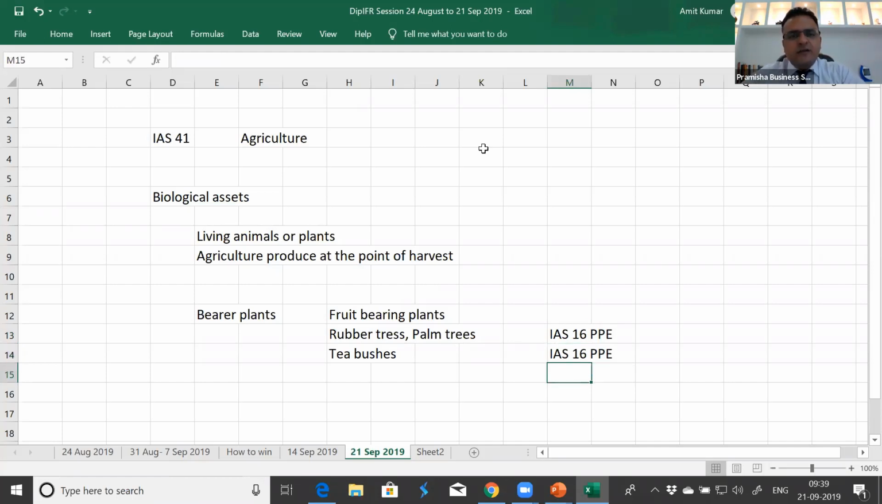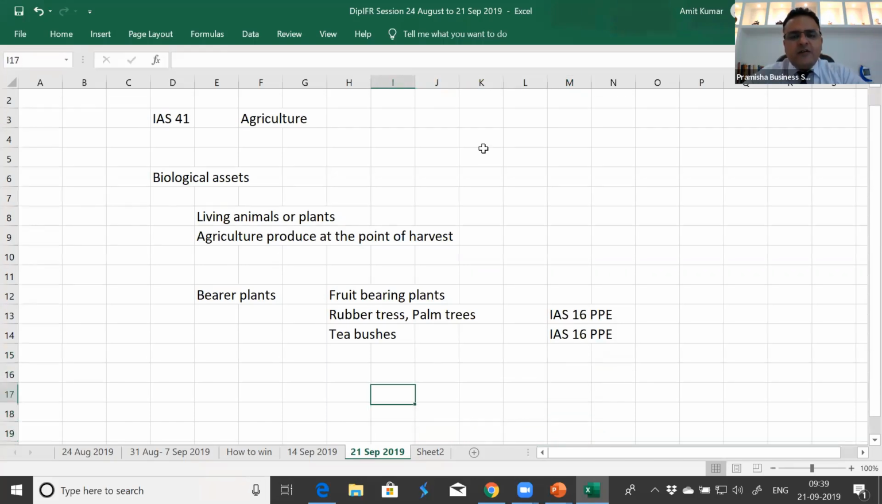This doesn't include animals in it. So animals are not part of property, plant and equipment. They continue to form part of IAS 41 Agriculture. Now the interesting part is that the fruit bearing plants form part of IAS 16, but the produce from these plants will continue to form part of IAS 41. Produce means the tea leaves. After you have plucked the tea leaves from these tea bushes, they will be forming part of IAS 41, because that is considered as agricultural produce at the point of harvest.